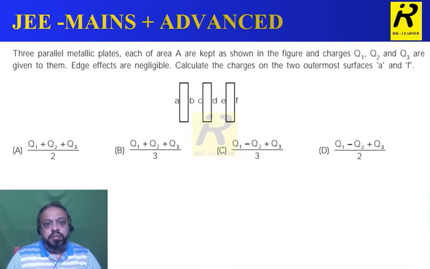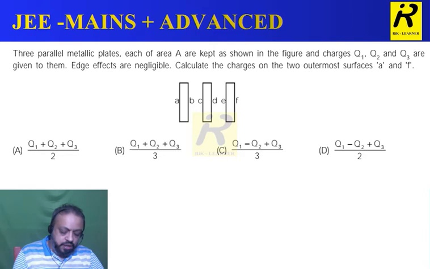The question says three parallel metallic plates, each of area A, are kept as shown in the figure, and charges Q1, Q2, and Q3 are given to them. Edge effects are negligible. Calculate the charges on the two outermost surfaces A and F. So we have three plates like this, and in this arrangement we have to find the charges on the outer surface A as well as on F.